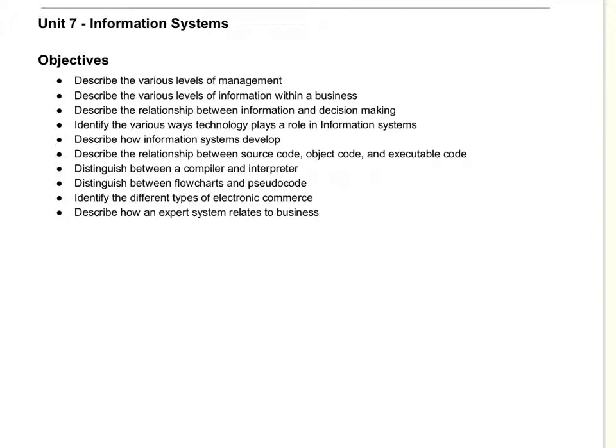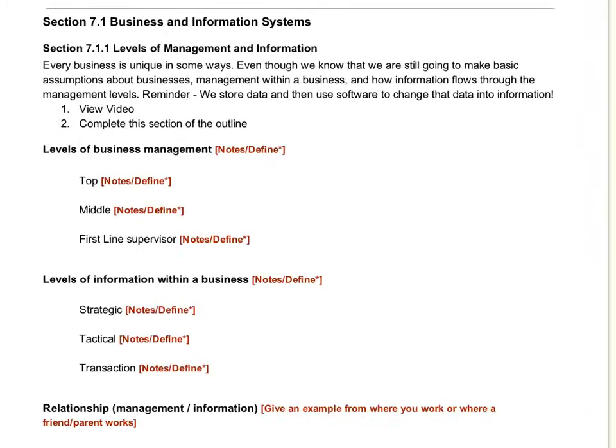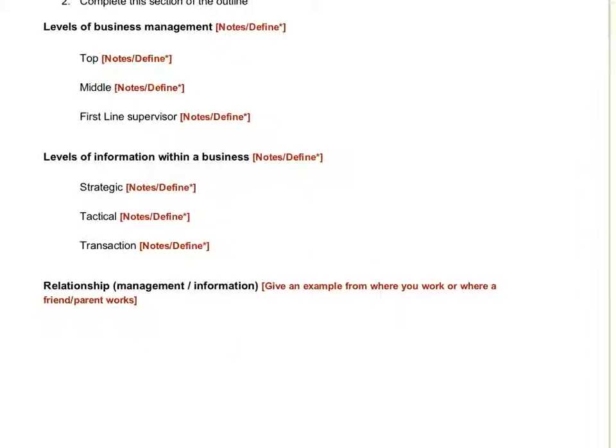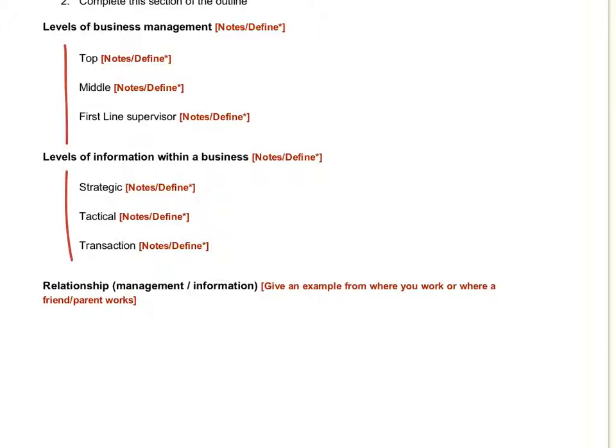Okay, today, different types of electronic commerce. Pretty easy concept, so we've covered a lot of things in terms of information. Talking about the levels of management and our levels of information and how technology moves information through. So we should understand the relationship between management and information.